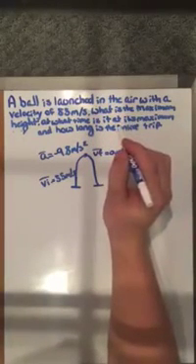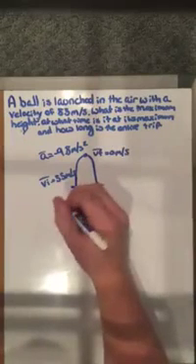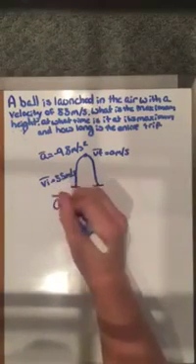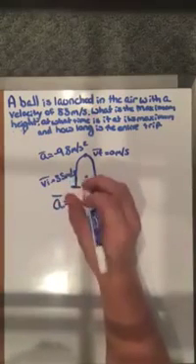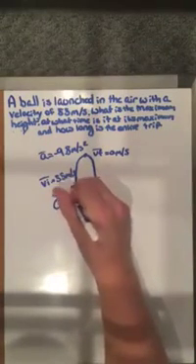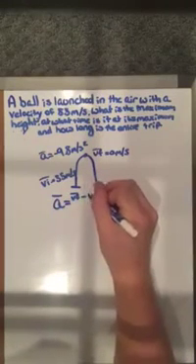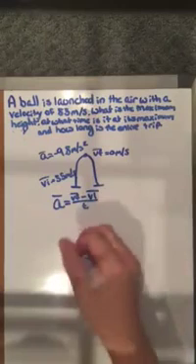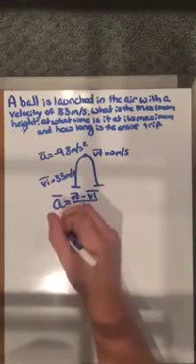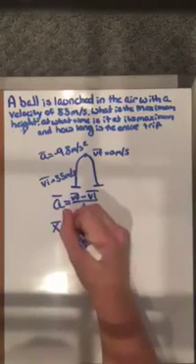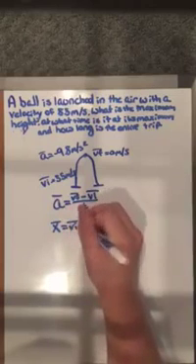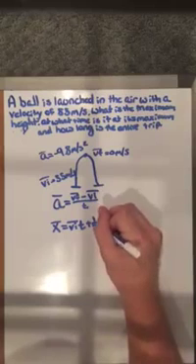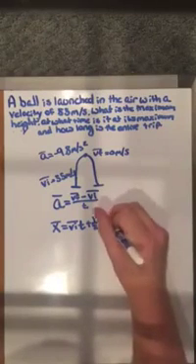Now the first step is to write down our two equations. One of our equations is the acceleration, which is acceleration equals final velocity minus initial velocity over time. Our second equation is distance equals initial velocity times time plus 1/2 times acceleration times time squared.